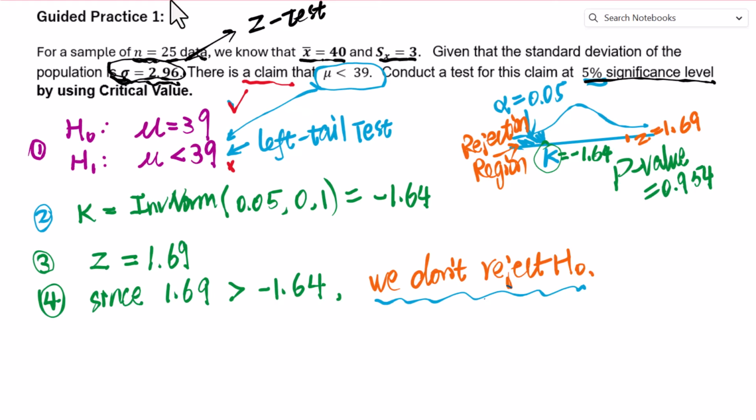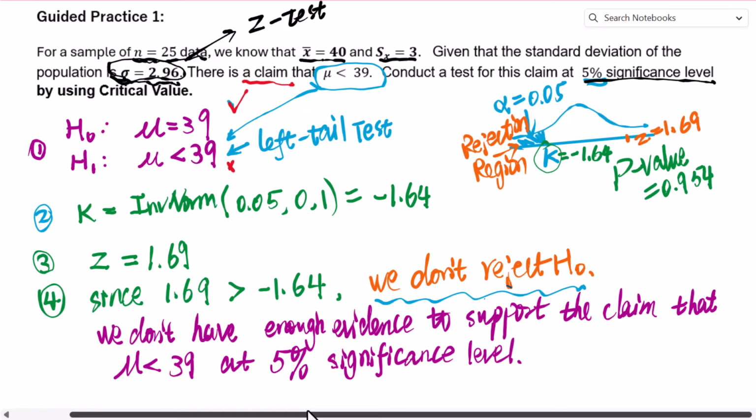So we can draw conclusion in this way. We do not have enough evidence to support the claim that mu less than 39 at 5% significance level.